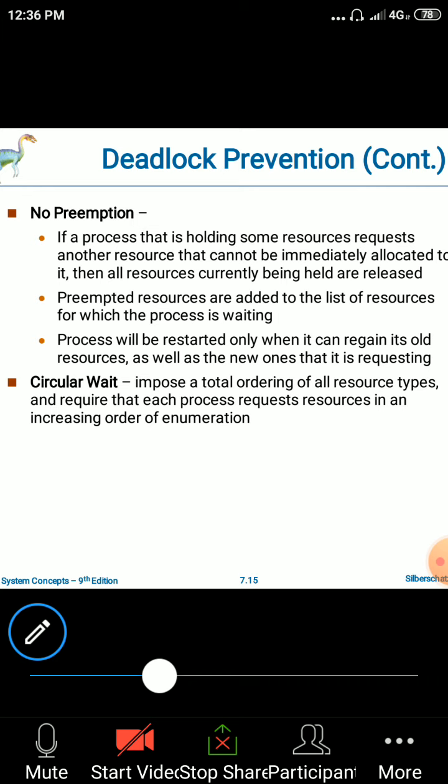So in this case, what happens? We are performing preemption, right? We are preempting the resources that are currently held by the process P1. Why are we going for preemption?